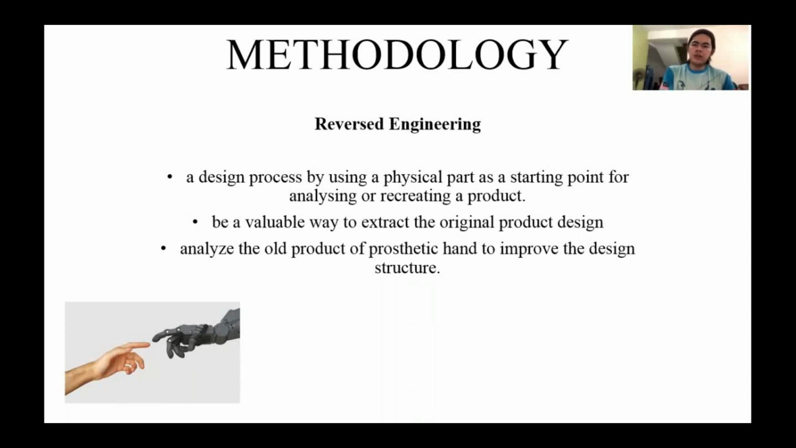Today I would like to present about the methodology. For this project, we use the reverse engineering method. As we know, the reverse engineering method is a design process that uses a physical part as a starting point for analyzing or creating a product. It is a valuable way to extract the original product design. By analyzing the whole product of the prosthetic hand, we will improve the design structure.